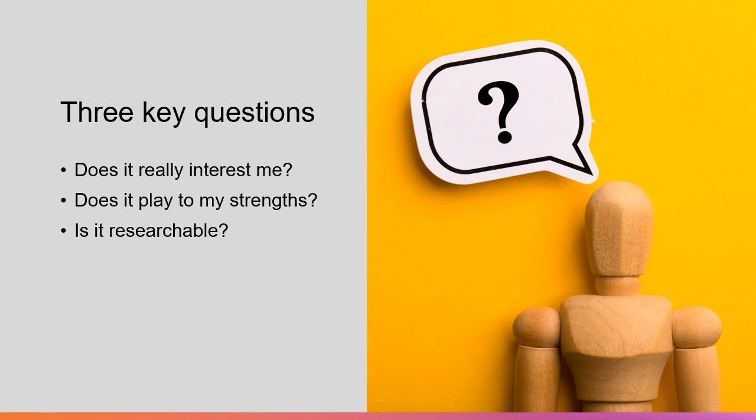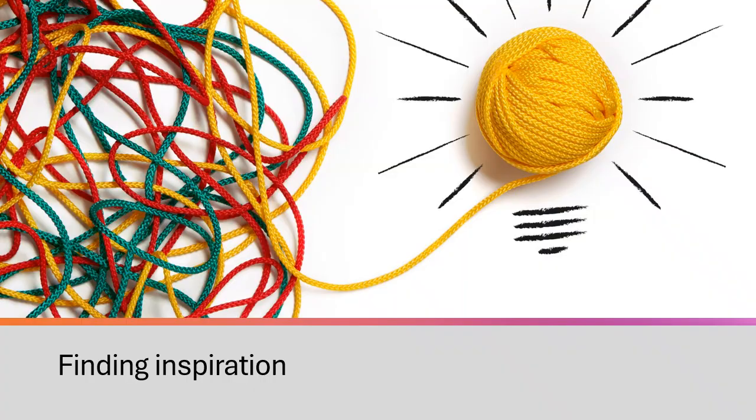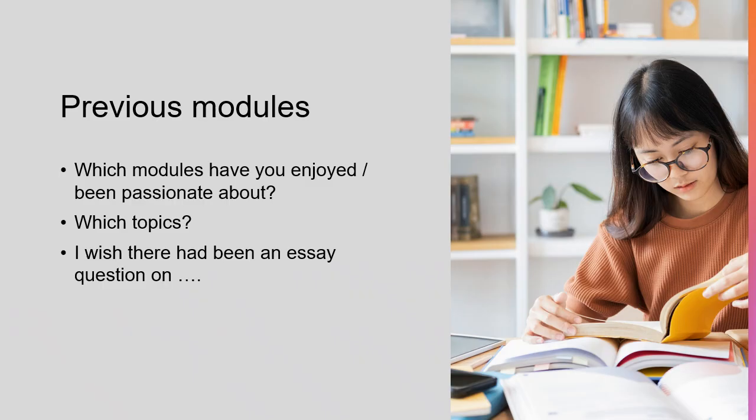Alternatively, something might be researchable in principle, but if the topic has been researched extensively or there's consensus already in the field, how will you find a new angle for your own research? So how can you find inspiration for a topic? The obvious starting point for identifying a topic is to review your previous modules.